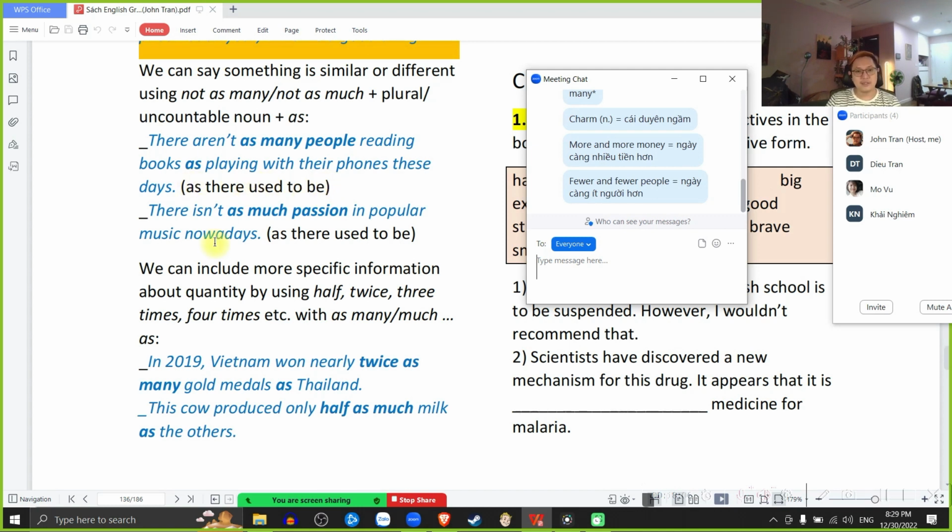There isn't as much passion in popular music nowadays as there used to be. Chẳng có nhiều passion, chẳng có nhiều đam mê. Thì cái passion không đếm được cho nên là much. Passion is uncountable, so you have to use much. Chẳng có nhiều đam mê trong nhạc pop ngày nay đâu. Tức là ý là nó so sánh với lại đã từng như thế nào á, as they used to be, you know.